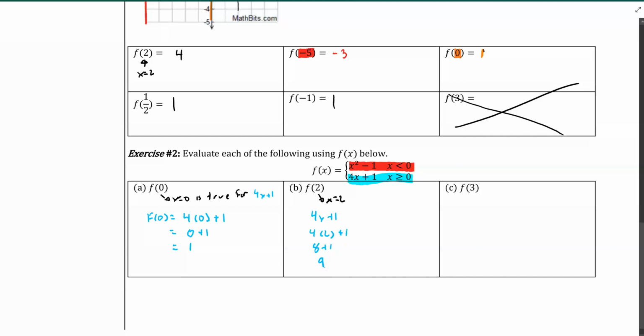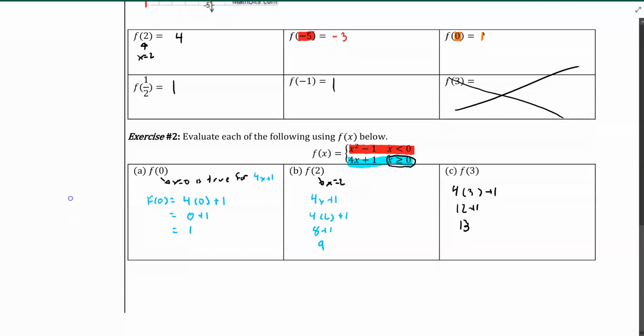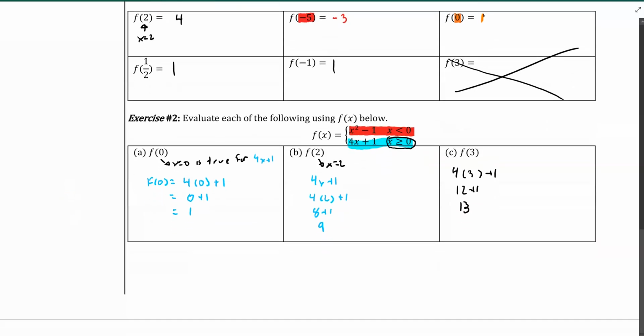And lastly, we have f of 3. So in this case, again, we're going to use the second equation because 3 is true for the second rule right there. So we have 4 times 3 plus 1 equals 12 plus 1, which is 13. So notice that we use the blue equation for all 3 examples. Not very interesting. So let's go ahead and make up a fourth one.